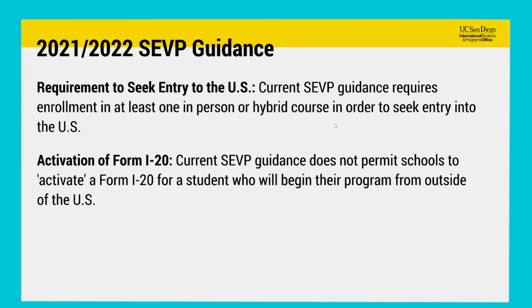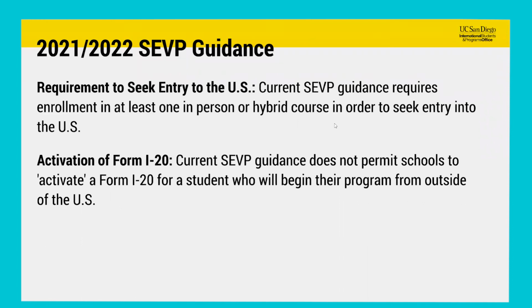However, the current SEVP guidance does not permit schools to activate that Form I-20 unless you are going to be physically present in the US. So for any reason, if you do travel over the summer and let's say you intend to arrive in the fall quarter, but for some reason you are not able to physically arrive, you may begin your program remotely.